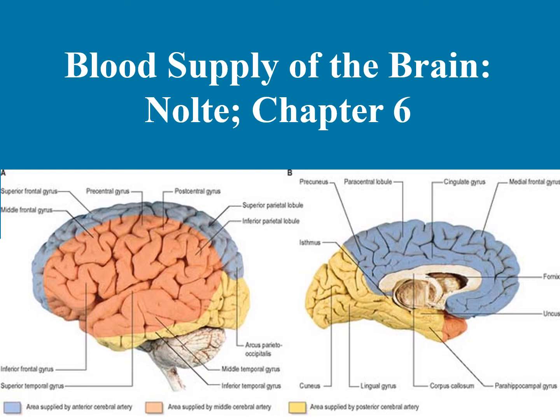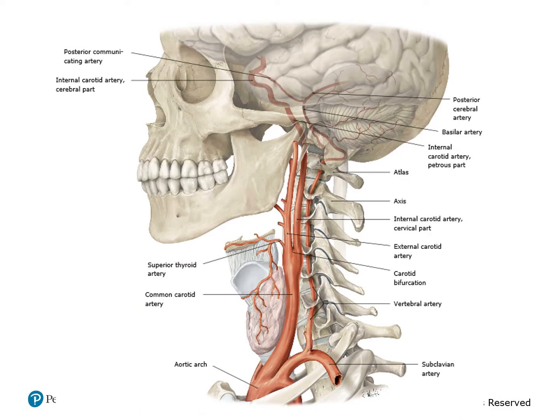Nolte Chapter 6 is about the blood supply of the brain. So an overview of the blood vessels and structures of the neck coming up from the heart and going up the neck into the brain. So let's start at the bottom left-hand side here.